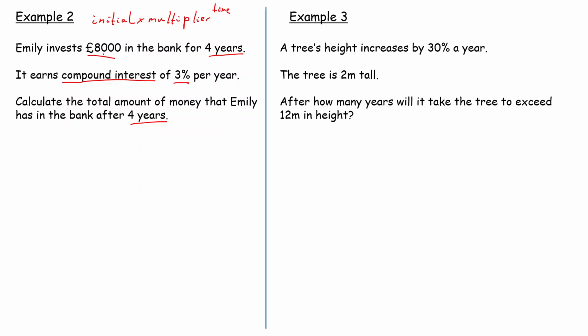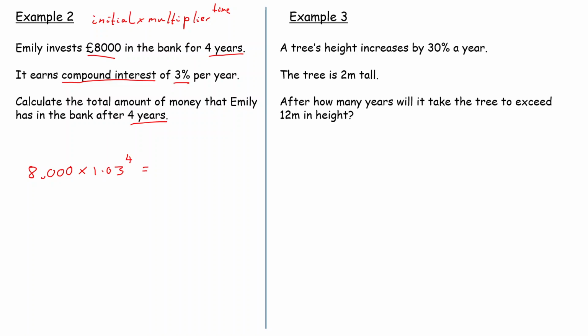Well, your initial amount is £8,000, so we've got 8,000, and we're timesing through by the multiplier, the percentage increase. Interest means we're increasing. 3% increase we write as 1.03. That is our percentage multiplier from the previous video. Hopefully that makes sense. Okay, and the power of time, or the time, is 4 years, so to the power of 4. And then you just go and put that into your calculator, and that is it.